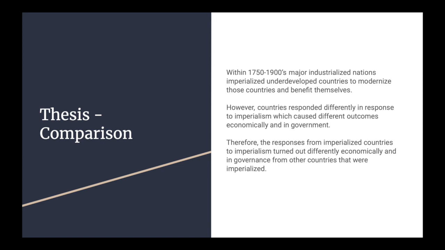Our thesis states, within 1750 to the 1900s, major industrialized nations imperialized undeveloped countries to modernize those countries and benefit themselves. However, countries responded differently in response to imperialism, which caused them different outcomes economically and in government. Therefore, the responses from imperialized countries to imperialism turned out differently economically and in governance from other countries that were imperialized.